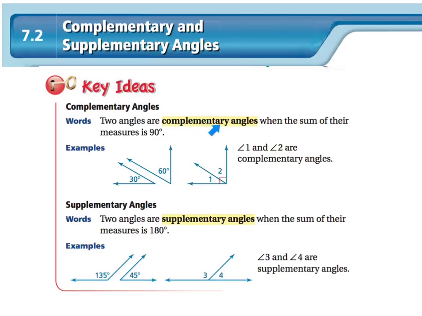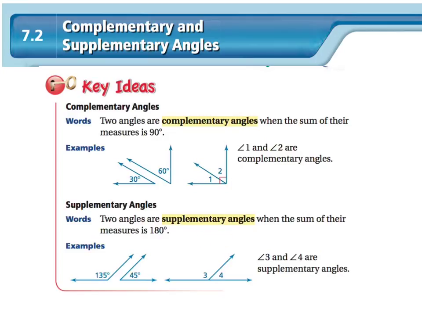Two angles are complementary angles when the sum of their measures is 90 degrees. So for example, we have two angles. Here we have a 30-degree angle and a 60-degree angle, whose sum is 90 degrees. Therefore, they are complementary. In this example, angle 1 and angle 2 are also complementary because, as you can see, they have a sum of 90 degrees, denoted here by the 90-degree angle. Now, these two angles that are complementary are non-adjacent, but these two are, so they don't have to be next to each other.